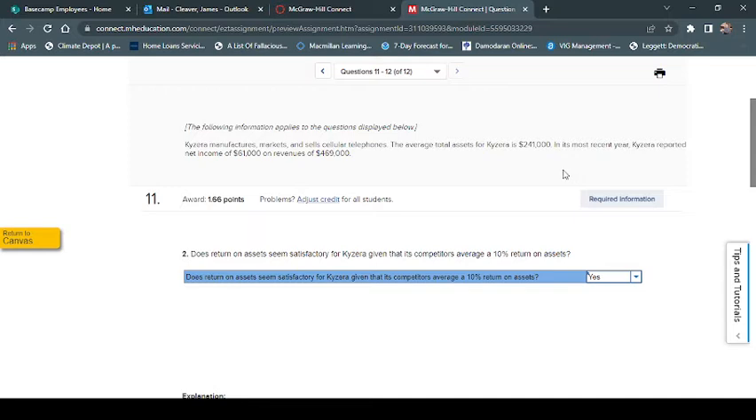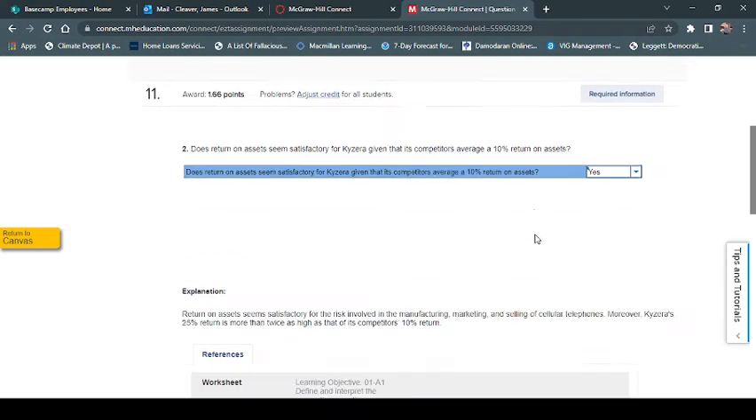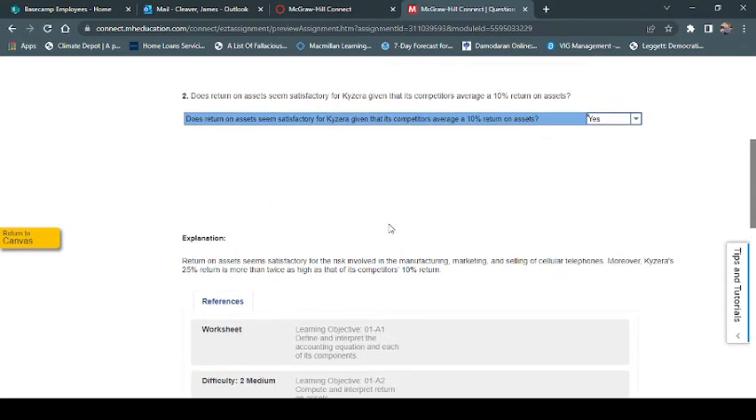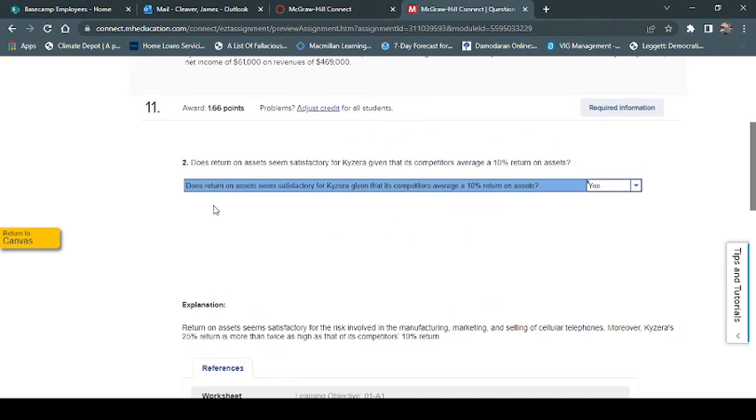Kisera manufactures, markets, and sells cellular phones. The average total assets 241. The most recent year, net income of 61 and revenues of 469. Does ROI, right? Here's 11. Wants you to do ROI. Our return on assets, ROA, seems satisfactory for the risk involved in manufacturing, marketing, and selling cellular phones. A 25% return is more than twice as high as its competitors, 10%. Satisfactory, yes.